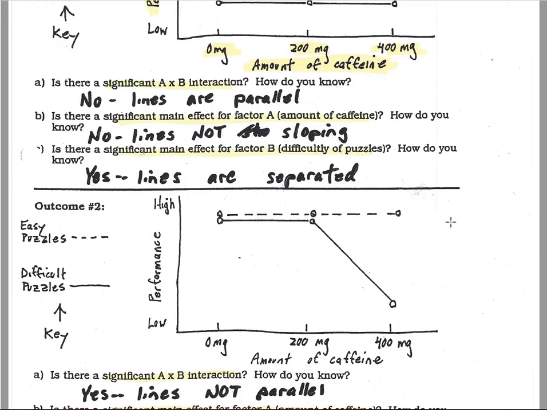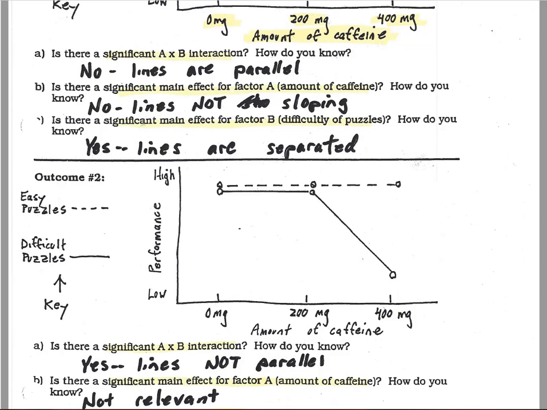Now, question B, is there a significant main effect for factor A? How do you know? This may be the single most challenging question in the quiz. What's the correct answer to question B? Not relevant. Remember my guide that I gave you before. Anytime you look at a figure like this, I ask, is there an interaction? If you say yes, there is an interaction, and I proceed to ask, is there a significant main effect for factor A? You should say not relevant.